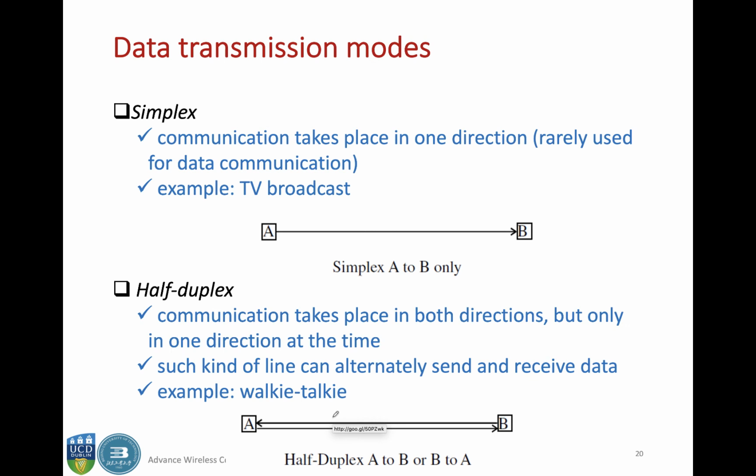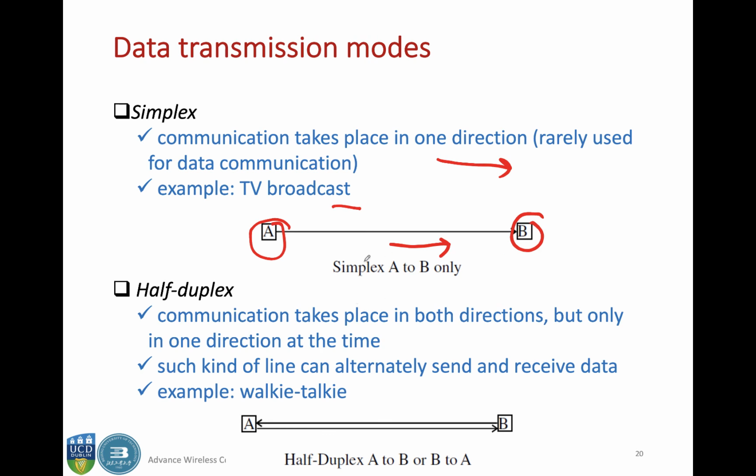Okay, so let's talk about the different data transmission modes now. So you can have a simplex communication where your communication takes place in one direction only. Okay, from A to B only, let's say. An example of this is TV broadcast, where your TV station is A and it is sending the TV signals to the receivers that you have in your house.